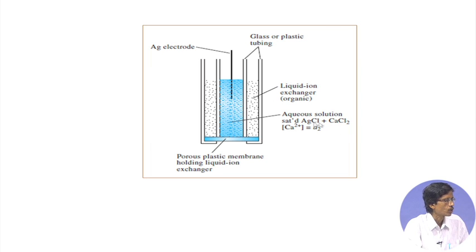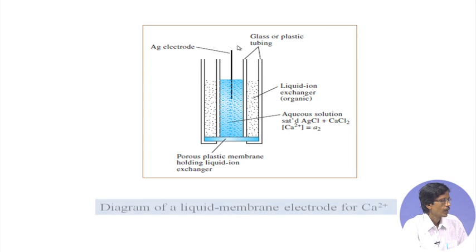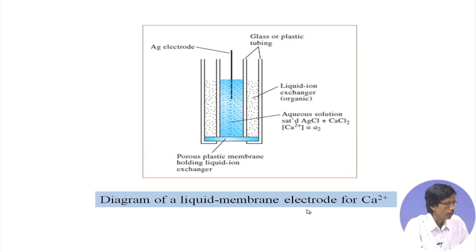Then we put some aqueous solution of silver chloride and calcium chloride, such that you can have some calcium concentration of A2. Around this tubing you have the liquid ion exchanger, which is the organic liquid. You put that organic liquid over here, insert the corresponding electrode, and then you get a liquid membrane electrode. This is the very basic design of a liquid membrane electrode for calcium 2 plus, and you can measure the corresponding pCa concentration using this liquid membrane.